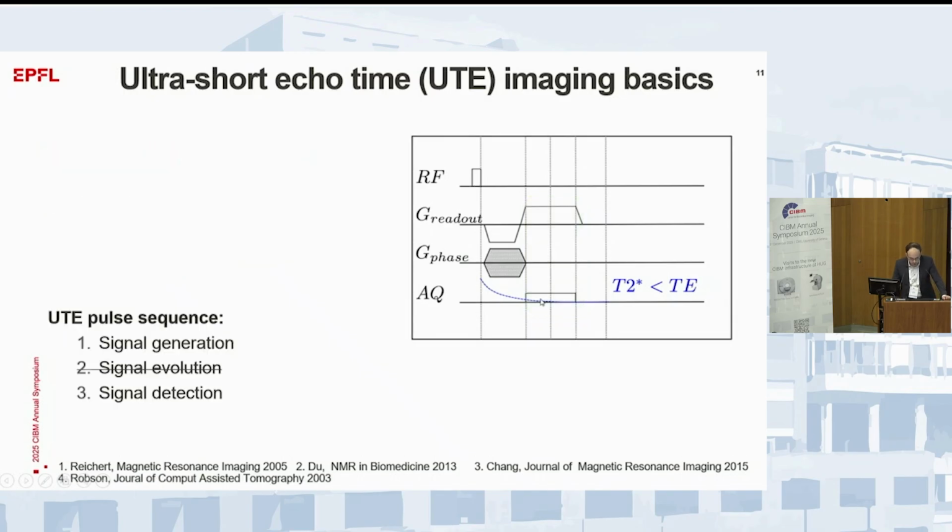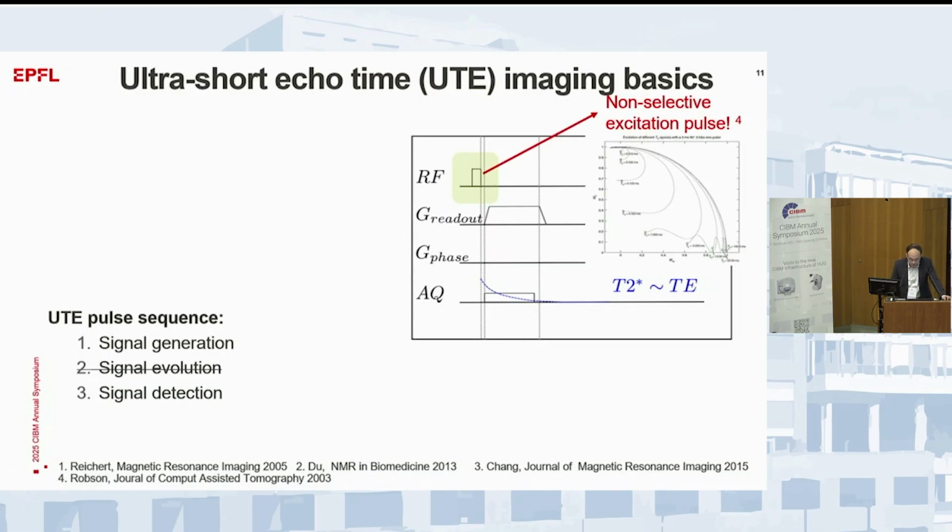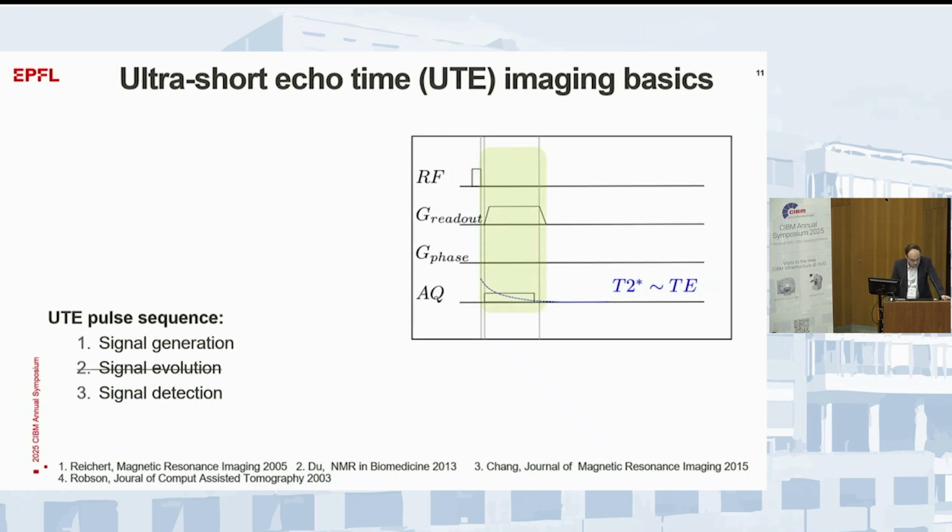To do that, you need to change a few things. First of all, you need to remove the evolution part and then acquire the data as fast as possible, so acquire the center of k-space immediately after excitation. And now, in addition to that, you need to use a non-selective excitation pulse, and this has some implications on how you have RF excitation and T2 star decay effects happening at the same time.